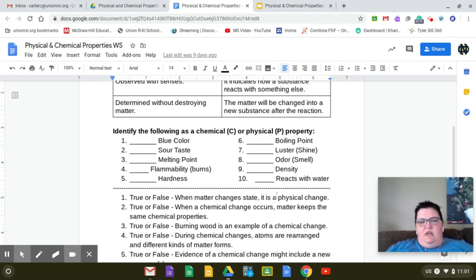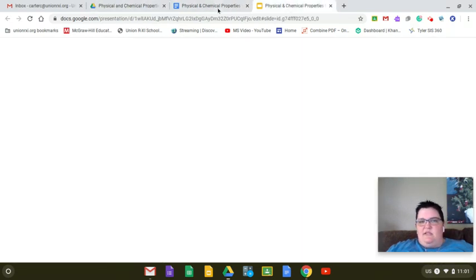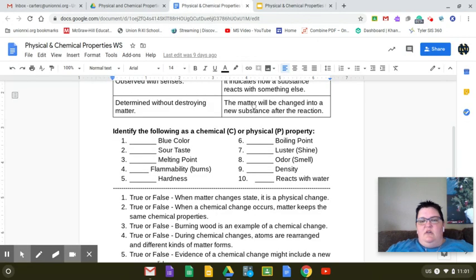On the first 10 here, you're going to identify the following as either a chemical or a physical property. Look back at the list. Both the list and the notes that I gave you have most of these already listed. If not, you can always Google, but like I said, it's all right there. You're just going to put a C or a P on each of these lines.